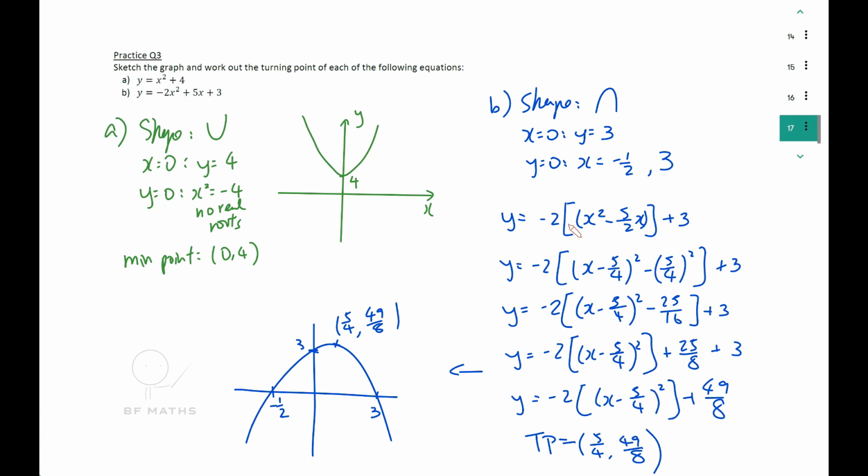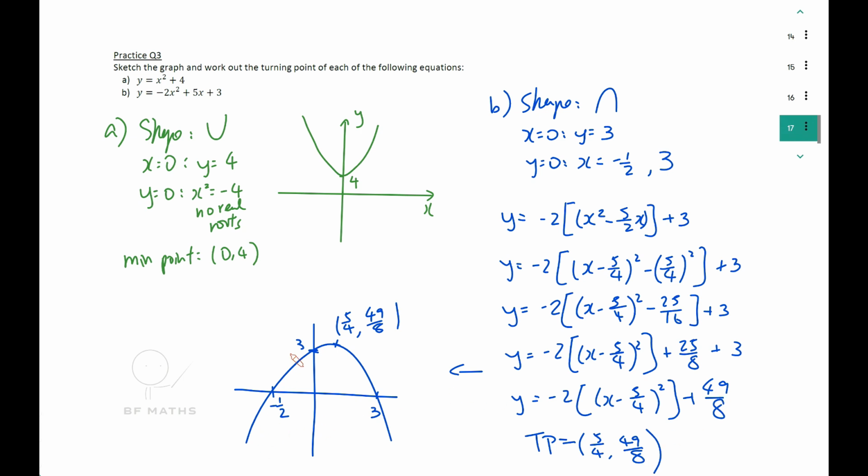First of all, factorize a minus 2 out. So plus 5 becomes a negative 5 over 2. Then to complete the square, you need half that number. So half of 5 over 2 becomes 5 over 4. Then you have to subtract this number squared, so minus 25 over 16. Then you multiply the minus 2 back in. Minus 2 times negative 25 over 16 becomes positive 25 over 8. Add this together, you get 49 over 8. Therefore, the turning point is the opposite value, which from negative becomes positive 5 over 4, and this one, 49 over 8.